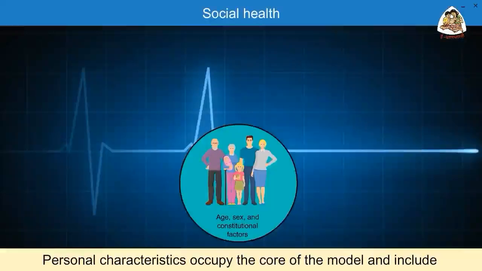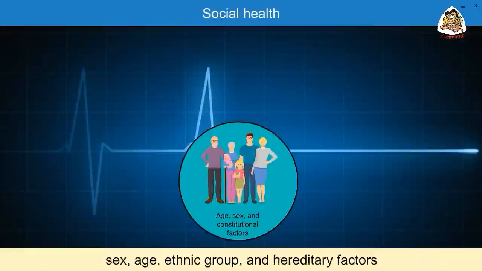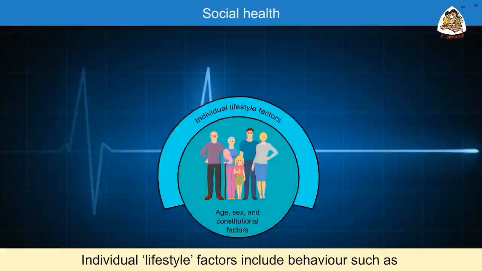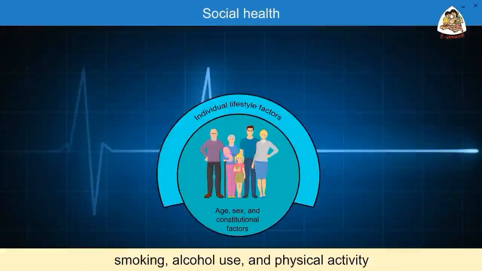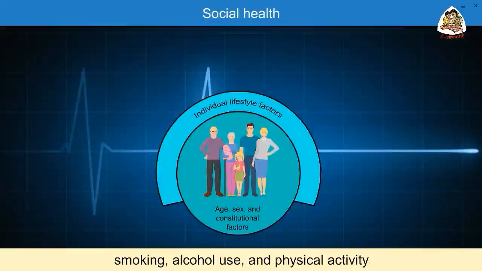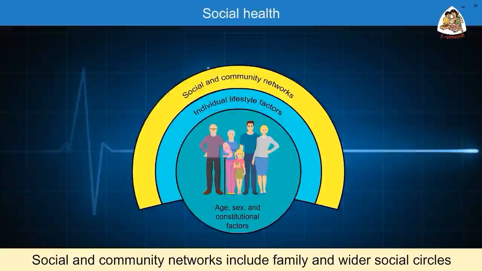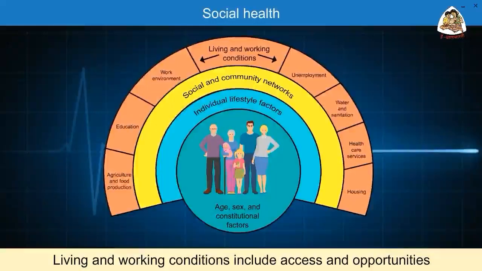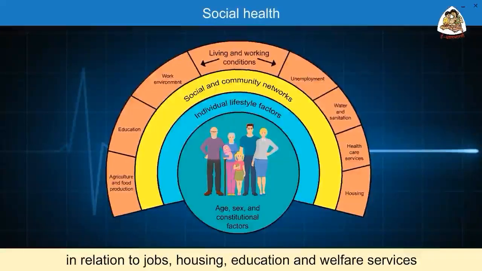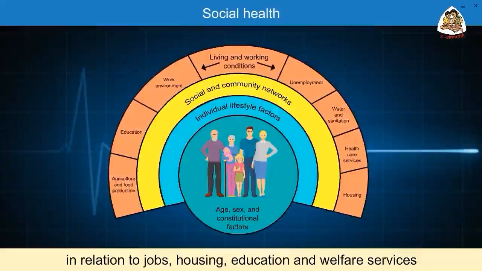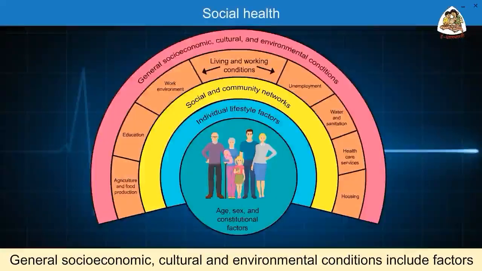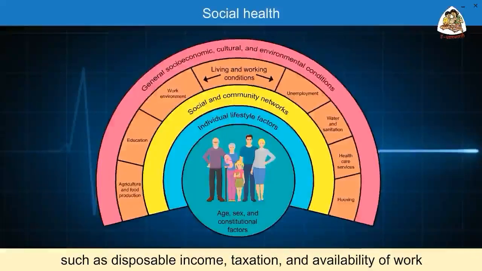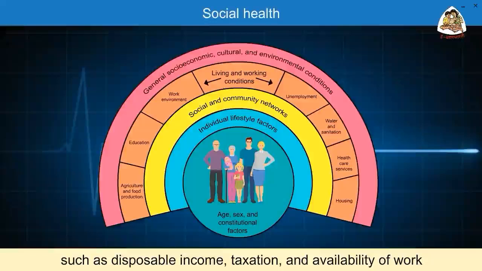Personal characteristics occupy the core of the model and include sex, age, ethnic group, and hereditary factors. Individual lifestyle factors include behavior such as smoking, alcohol use, and physical activity. Social and community networks include family and wider social circles. Living and working conditions include access and opportunities in relation to jobs, housing, education, and welfare services. General socio-economic, cultural, and environmental conditions include factors such as disposable income, taxation, and availability of work.